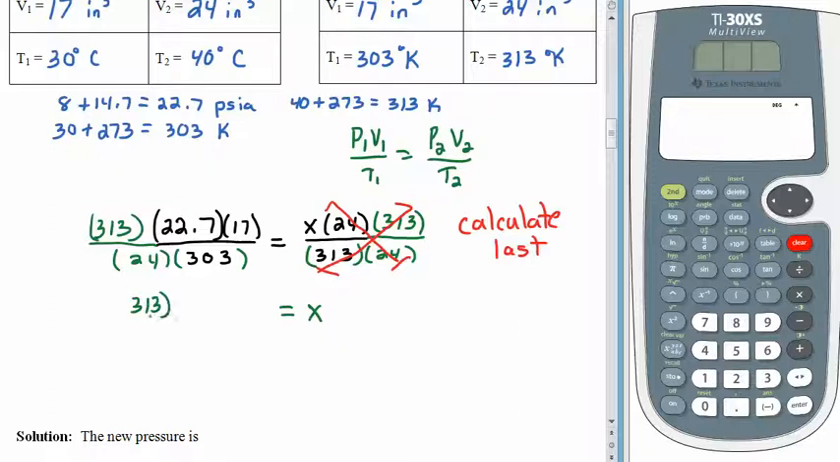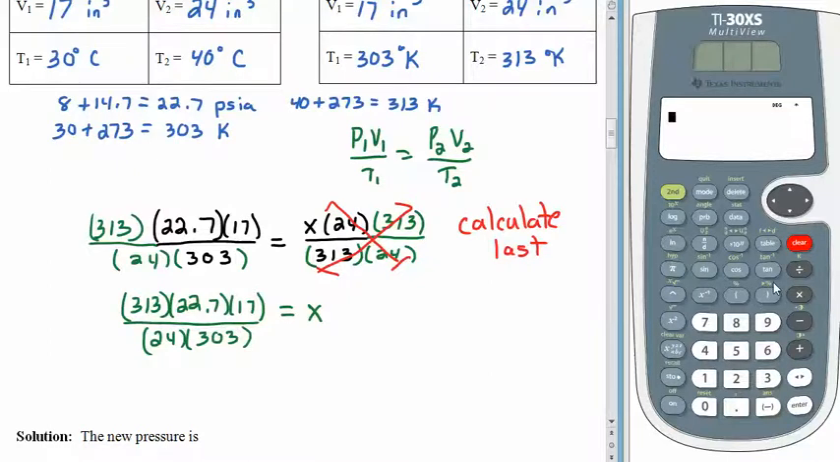313 multiplied by 22.7 multiplied by 17, divided by 24 and then divided again by 303. And now we are ready to work with your calculator.